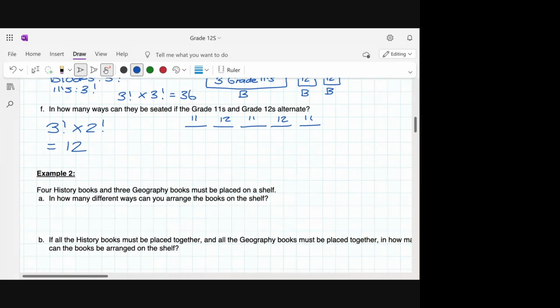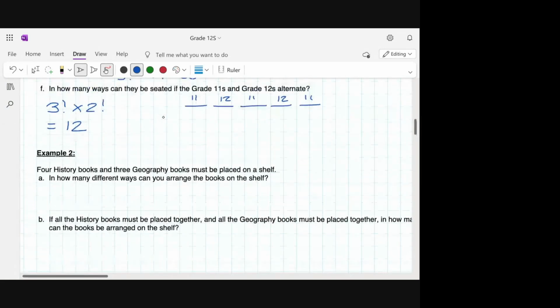I hope that this block thing is making sense because we're going to use it a lot tonight. I like blocks. You could do it as groups instead of blocks. You could say groups, but I like blocks.